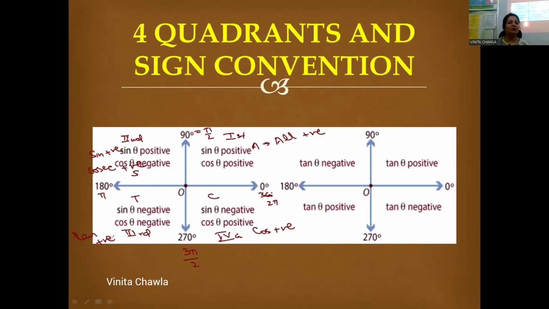And here we have tan positive, and because tan is positive, cot is also positive in the third quadrant. In the fourth quadrant, because cos is positive, so is sec, because sec and cos are also reciprocals of each other. So both are positive in the fourth quadrant. So we have only one quadrant where all the trigonometric ratios are positive.